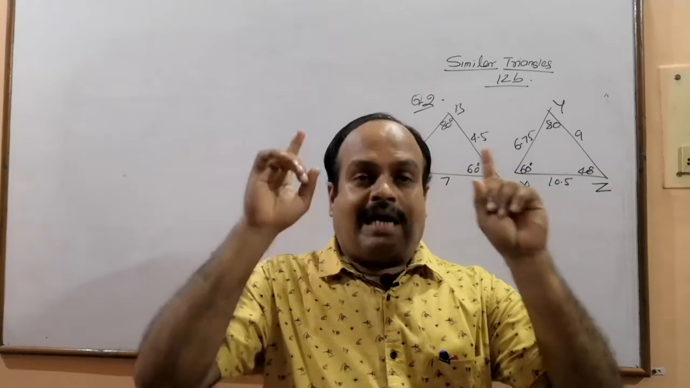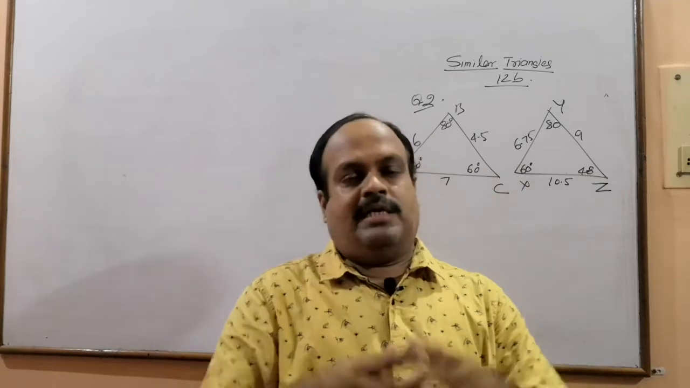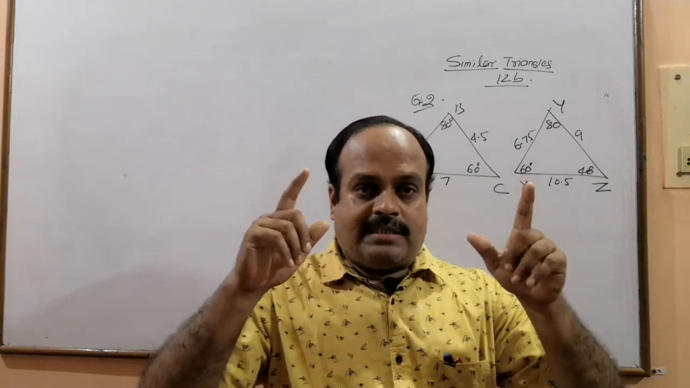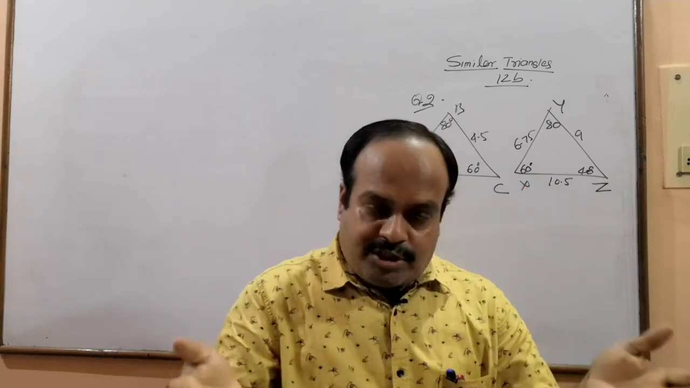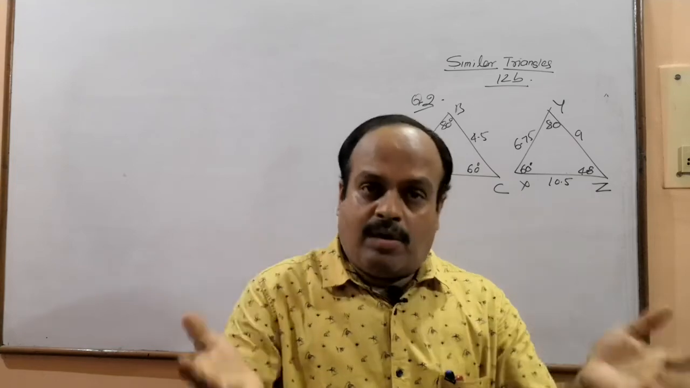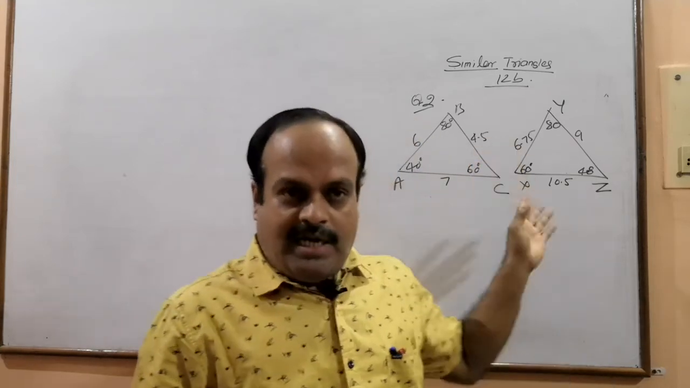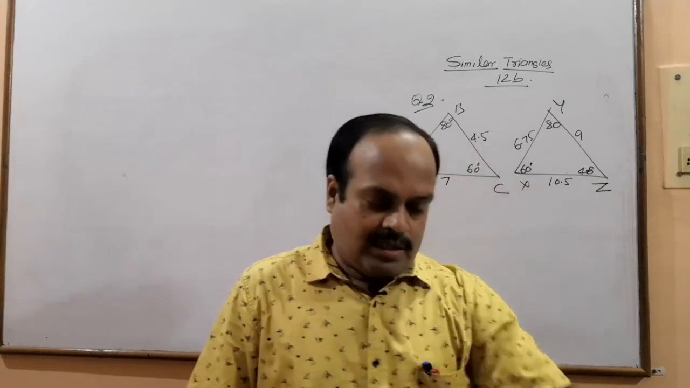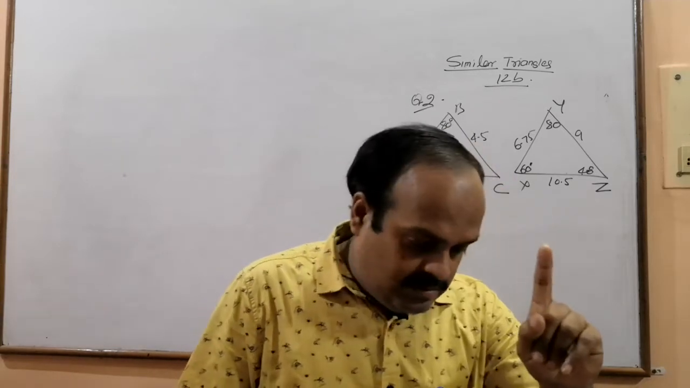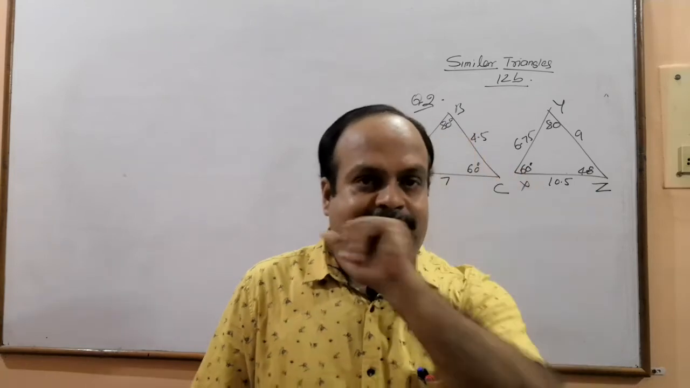When the triangles are similar, then only the corresponding sides are in proportion. The corresponding angles are equal. So here we have two parts in the question. First, write down the ratio of the corresponding sides.